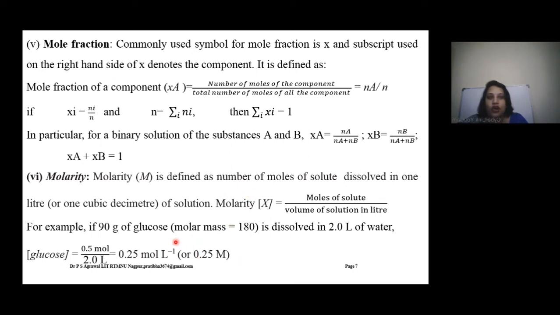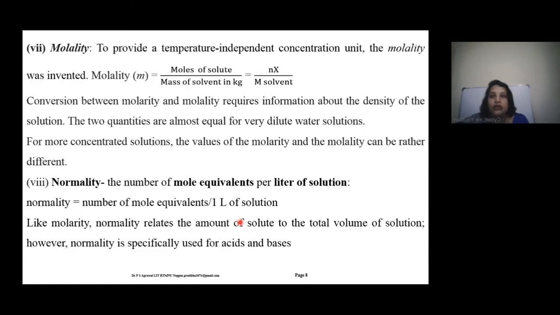But because the volume of the substance changes with the temperature change, the molarity also changes. That means molarity is temperature dependent, because we are saying volume, and volume changes with temperature. That's why molarity also changes with temperature. So for precise work, a small change in temperature can alter the molarity. Whenever you are doing precise readings, you want more accurate readings, then molarity can change with a small change in temperature.